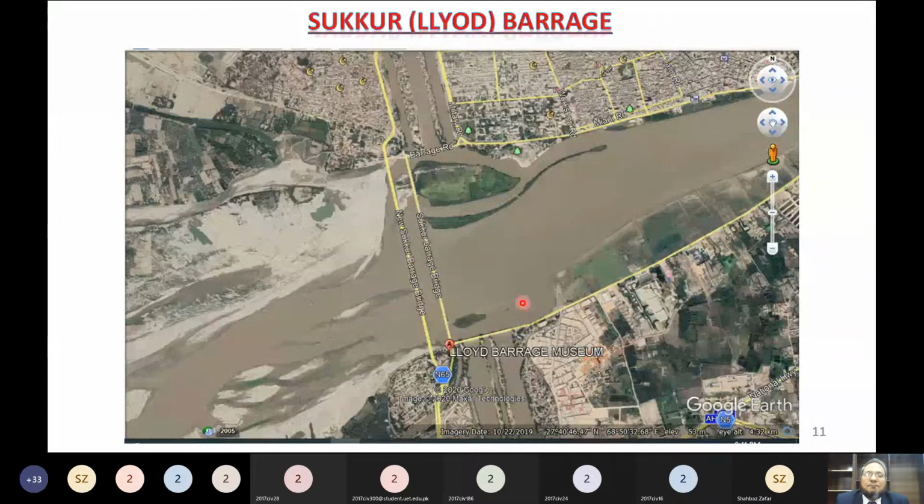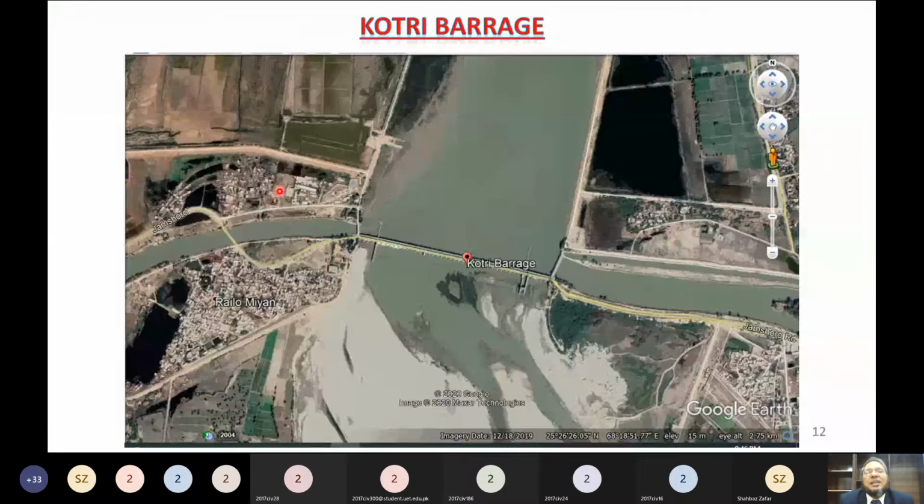How many canals are off-taking from the left side of the barrage? Can you see two? Can you see three? Yes, sir, 1, 2, 3. This is the fourth. So there are 4 canals which are off-taking from the left bank. What about the right bank? How many canals are taking off? 3 canals. So how many total canals are being taken off? 7 canals. Now this is the plan view or Google image of Kotri Barrage. This is the last barrage on the river Indus.